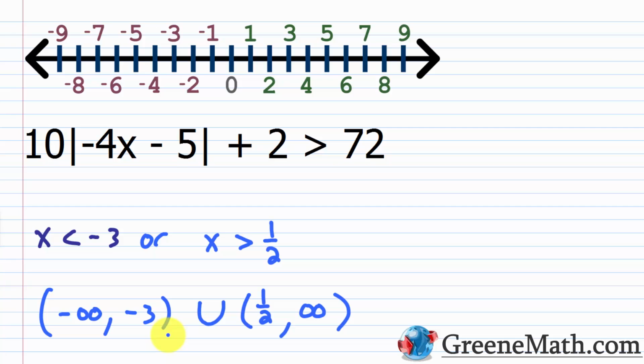So now graphically at negative 3, I'd put a parenthesis facing to the left, and I would just want to shade everything going to the left here. So all of that. And then at 1/2, which would be about right here, let's say, I'm going to say that's 1/2. I'm going to go ahead and put a parenthesis there. And again, let's just shade everything to the right. Okay, so that's my solution region.